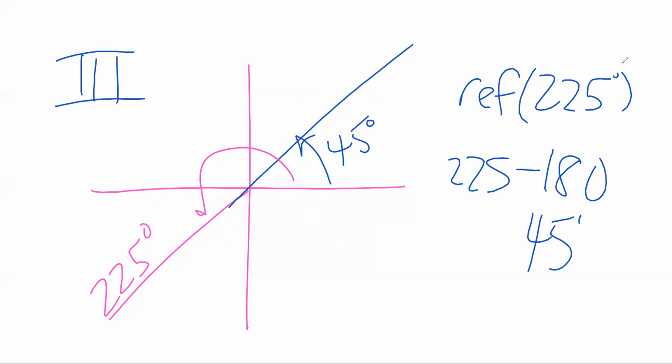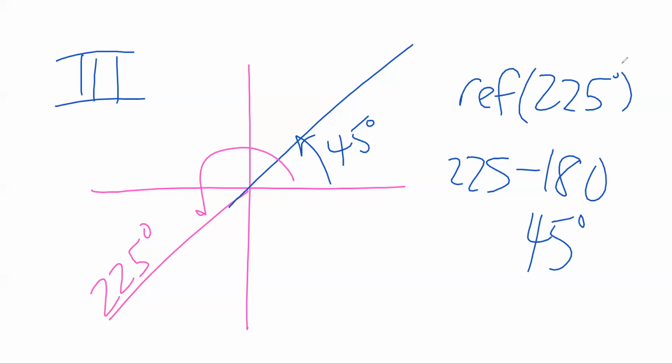Now, if you have a situation in radians, you would subtract pi. It might help you in some of these problems to just go ahead and turn them all into degrees to make the math easier, since sometimes it's difficult to deal with fractions. But that's a situation with quadrant 3: you would subtract 180.